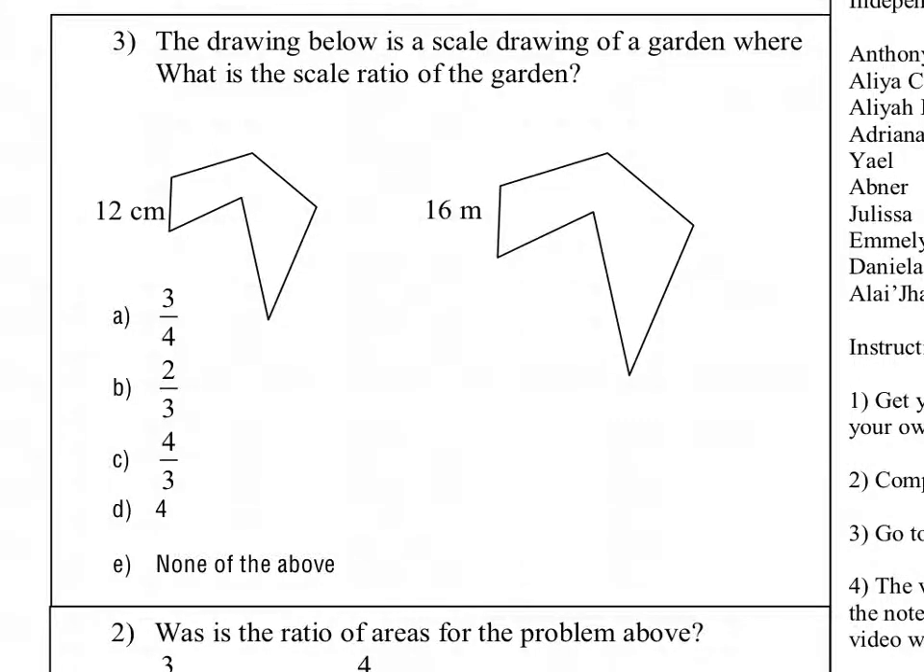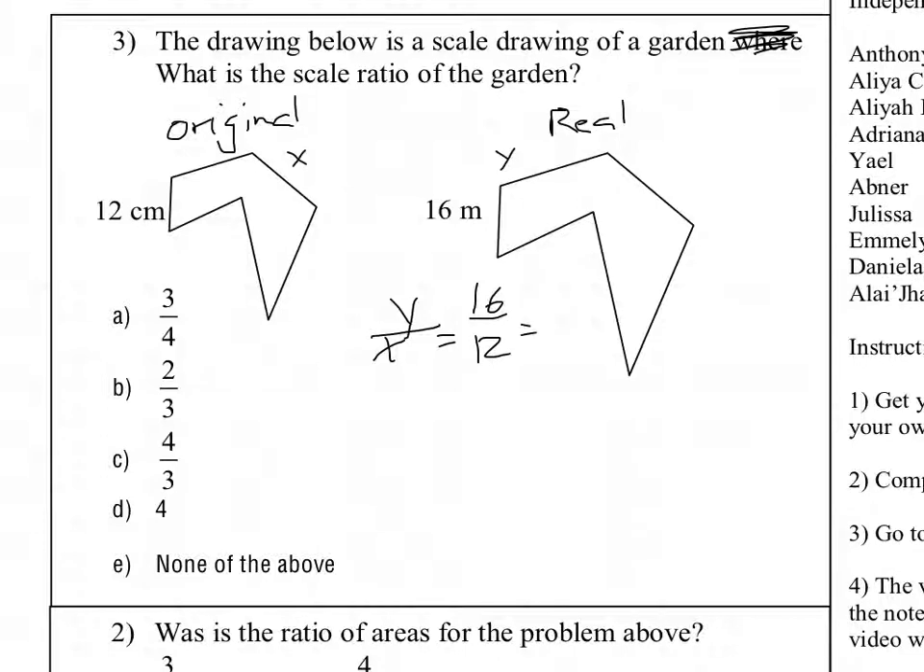The drawing below is the scale drawing of a garden. What is the scale ratio of the garden? So we'll call this one our original. This one is our real world. Think about this as x and y, so we'll have y over x for this corresponding side is 16 over 12, and that simplifies to 4 over 3. Answer choice C.